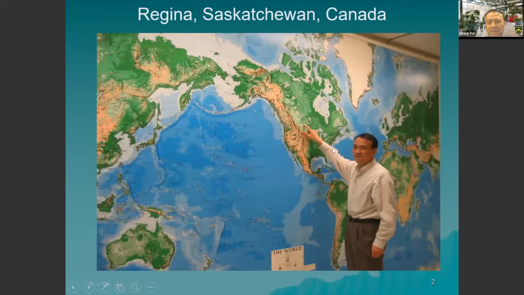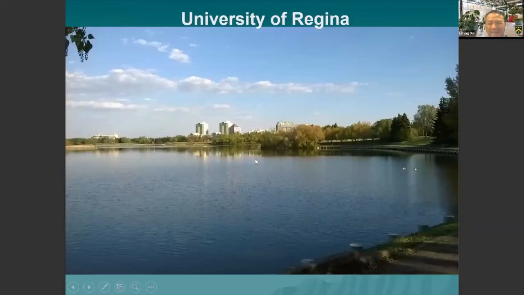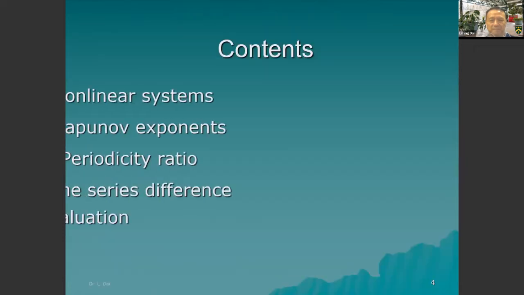This is the area that I'm located in, Regina in North America. And here, I think India is somewhere here. It's not too far on the map. I just took a picture a few days ago. That's our campus, very beautiful and nice, and the university is very supportive of research.